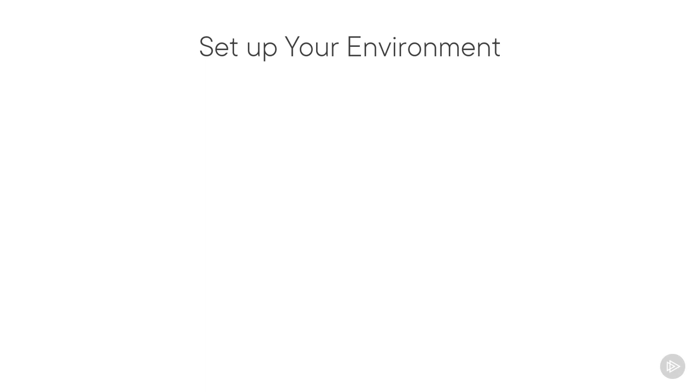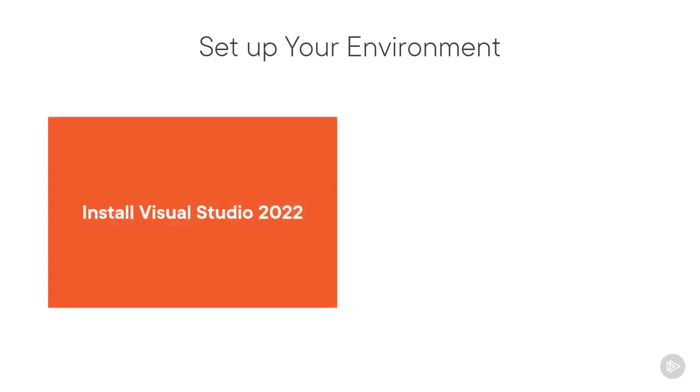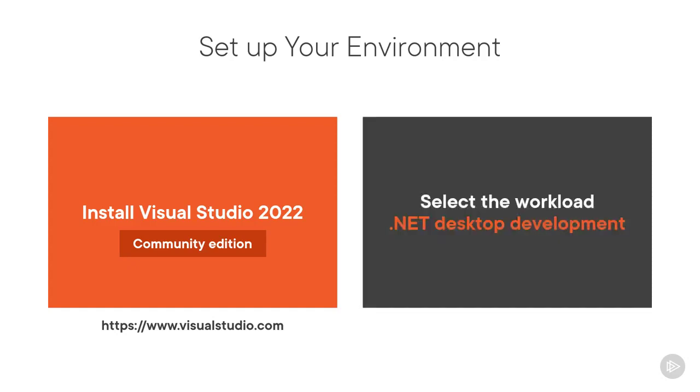To work with the code of this course, you need to install Visual Studio 2022. You can download it from visualstudio.com. In this course, I use the free Community Edition of Visual Studio 2022. If you have installed the Professional or the Enterprise Edition, that is fine too. When you install Visual Studio, you need to select the workload .NET Desktop Development. Then you will get everything that you need to build WPF applications.